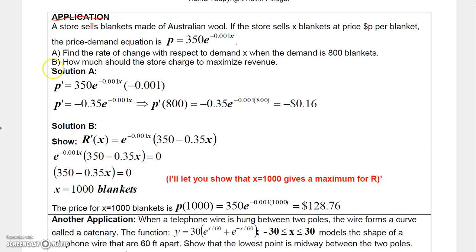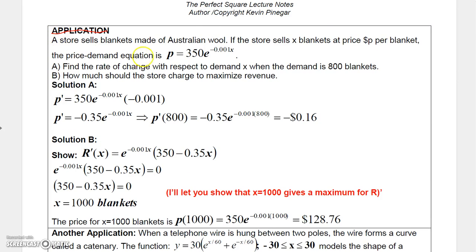Okay, I got about a minute left here, so I'm going to show you this one, how I solved this one, and then I'll just freeze it on the next one. Okay, so here we're given a demand function. I'm going to go a little quick here. We're given a demand function, and so to find the rate of change of the demand function, we need the derivative. So to find the derivative of that, I'm going to get 350 times e to the u, which is negative 0.01x, then times the derivative of u. And then I just simplified it a little bit here, and I got this. And then I'm going to evaluate it at 800 to get the answer for the first question.